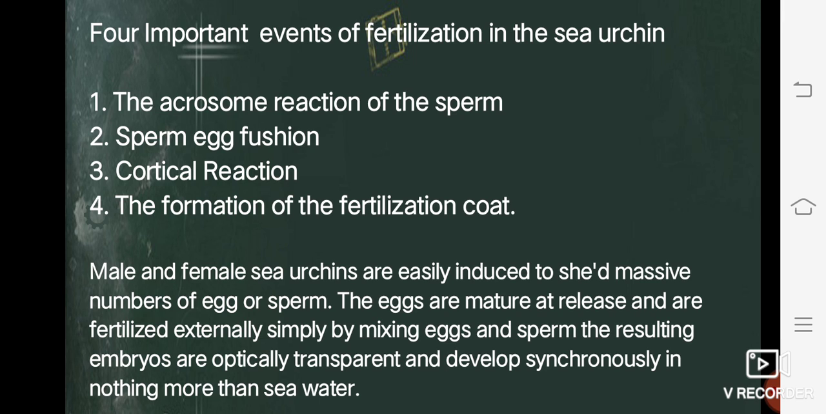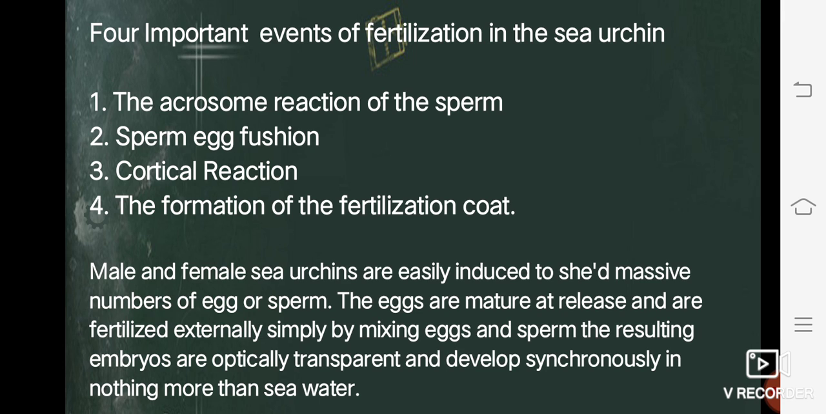Four important events of fertilization in the sea urchin: the acrosome reaction of the sperm; second, sperm-egg fusion; third, the cortical reaction; and the last is the formation of the fertilization cone.